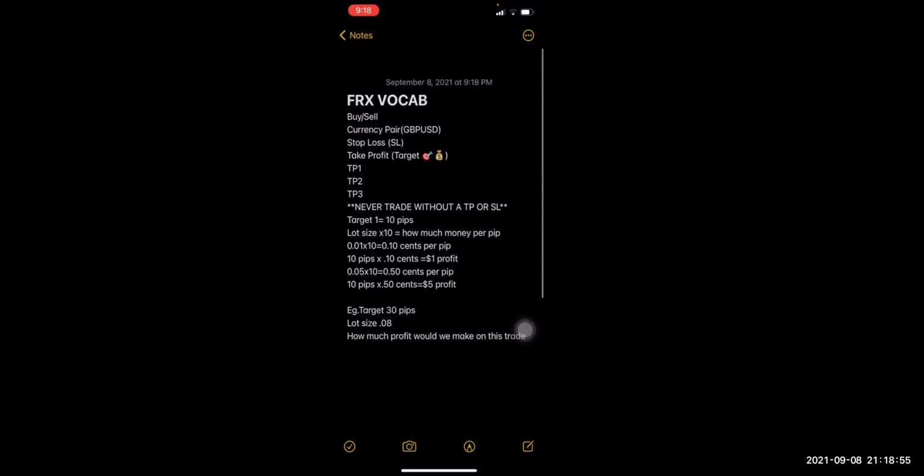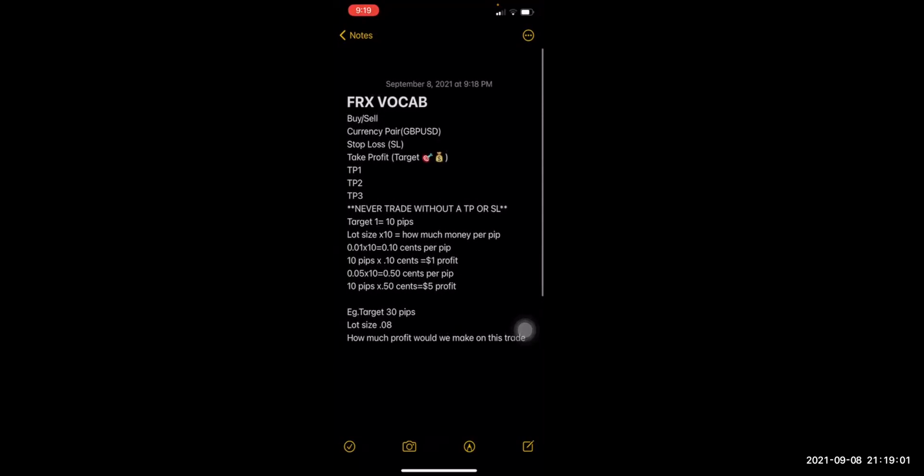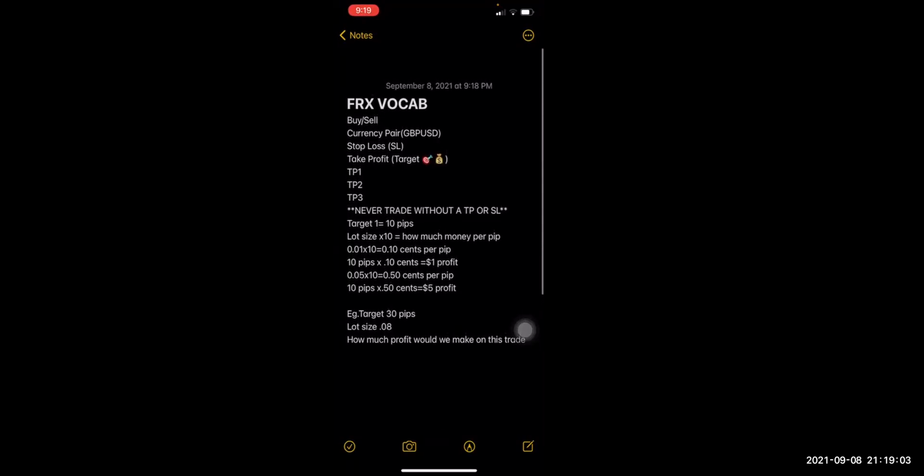All right. Take profit, right? Take profit is basically our target. This is the level in the market that we want to secure our profits at. And then we've got TP1, TP2, and TP3. Has anybody ever seen any of these in the Telegram before? Drop a 2 in the chat if you've ever seen any of these. Stop loss, buy, sell, take profit, TP1, TP2, stuff like that.